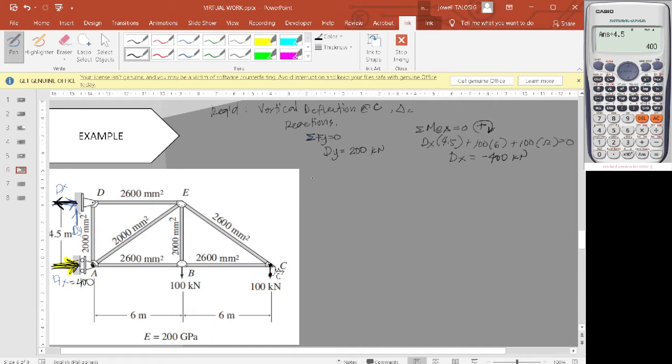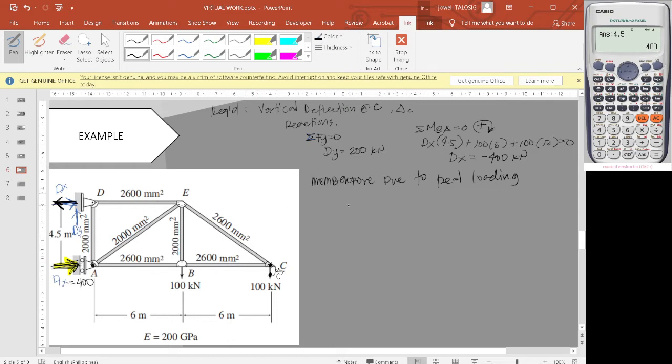Next, we are going to solve for the capital letter N, or the member force due to real loadings. But that is due to the 200 kilonewton. So as you can see, we can start here, okay? Or we can start here. So here in this problem, we don't need the reactions if we start at C, okay? So let's start at point C.